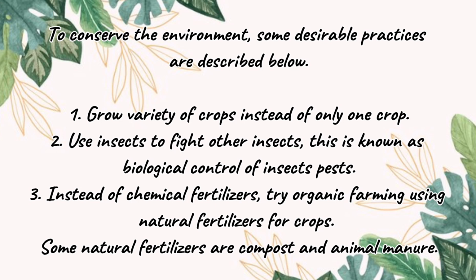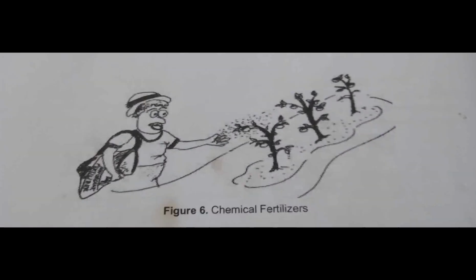To conserve the environment, some desirable practices are described below. 1. Grow a variety of crops instead of only one crop. 2. Use insects to fight other insects. This is known as biological control of insect pests. 3. Instead of chemical fertilizers, try organic farming using natural fertilizers for crops. Some natural fertilizers are compost and animal manure. Look at the illustration on the screen.